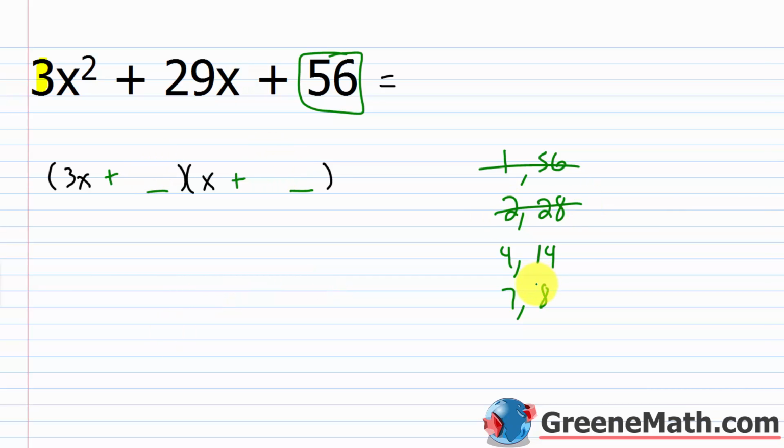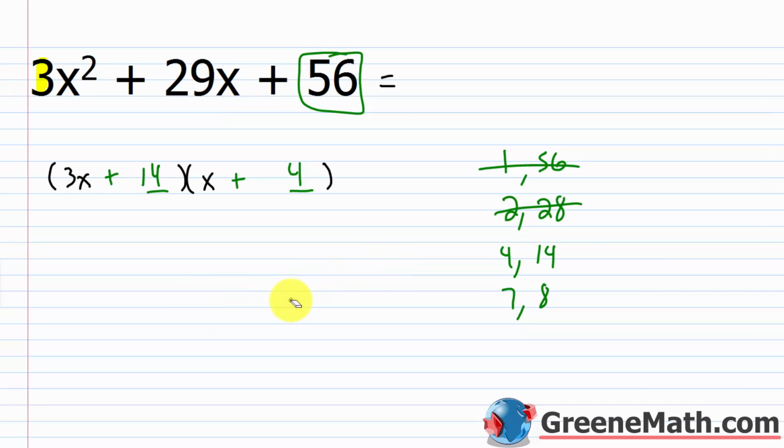So now we've got 4 and 14. So if I put a 4 here and a 14 here, that's going to be too big, right? 3 times 14 is 42, too big. You'd have 42x plus 4x, which is 46x, not going to work. If I flipped it around and I put 14 here and 4 here, the outer would be 12x, the inner would be 14x, but that's too small, right? 12 plus 14 is 26, so that would be 26x. You need 29x, so that doesn't work.